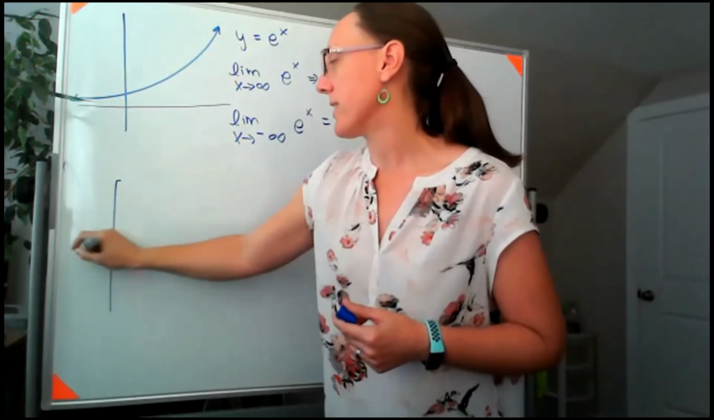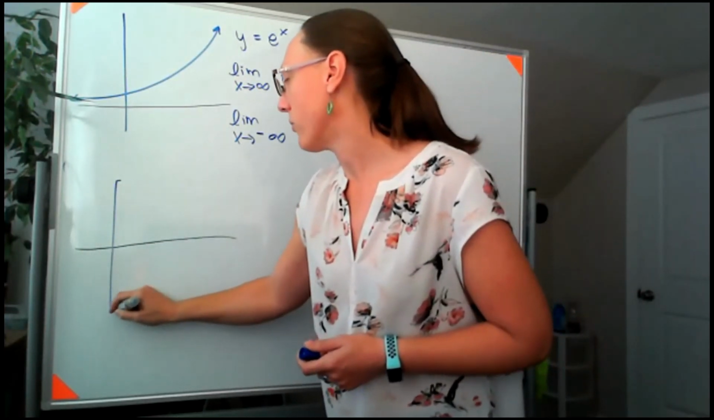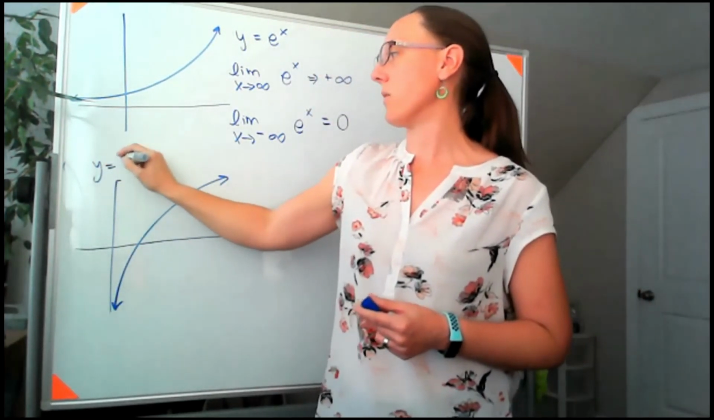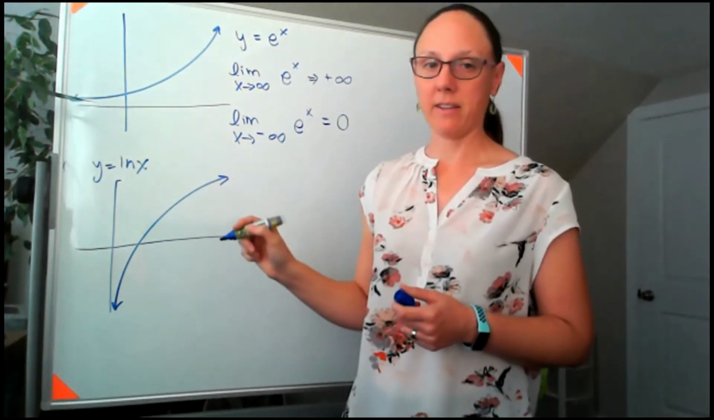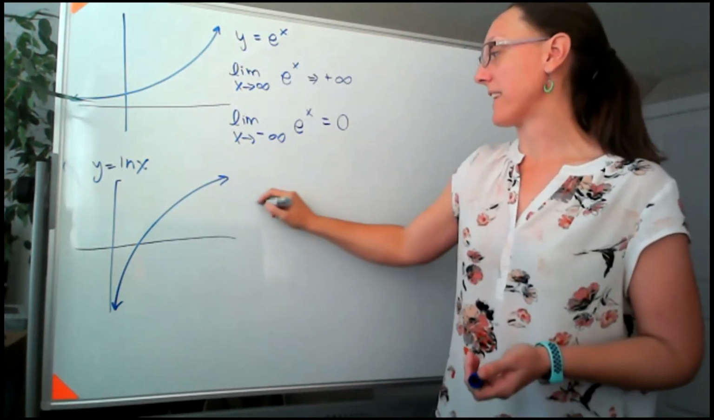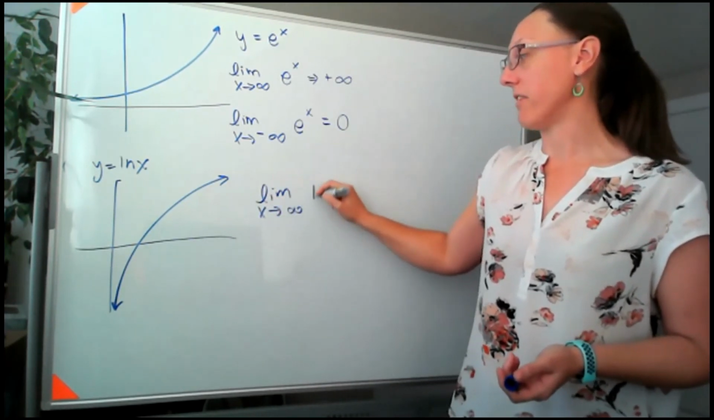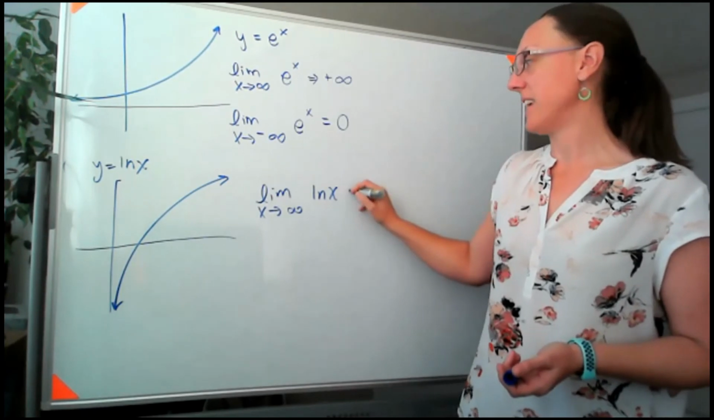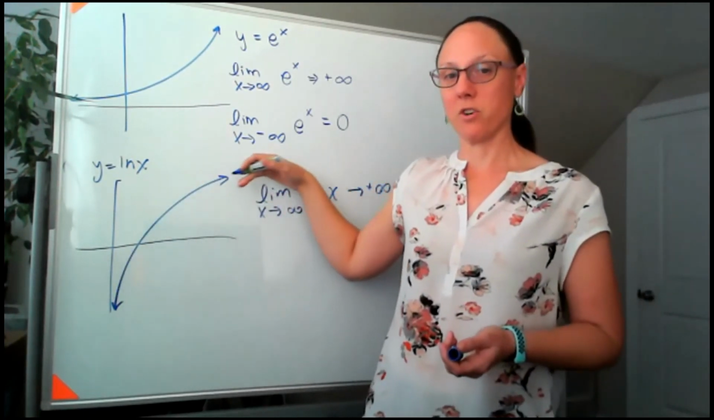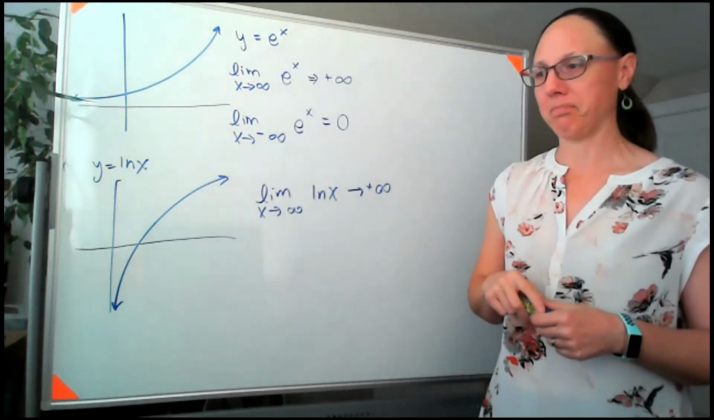The other ones that show up involve natural log. So here's my graph of y equals ln of x. And if I look at that y equals ln of x graph, if I take the limit as x approaches positive infinity of natural log of x, this is going towards positive infinity as well, because the y values are getting bigger and bigger and bigger.